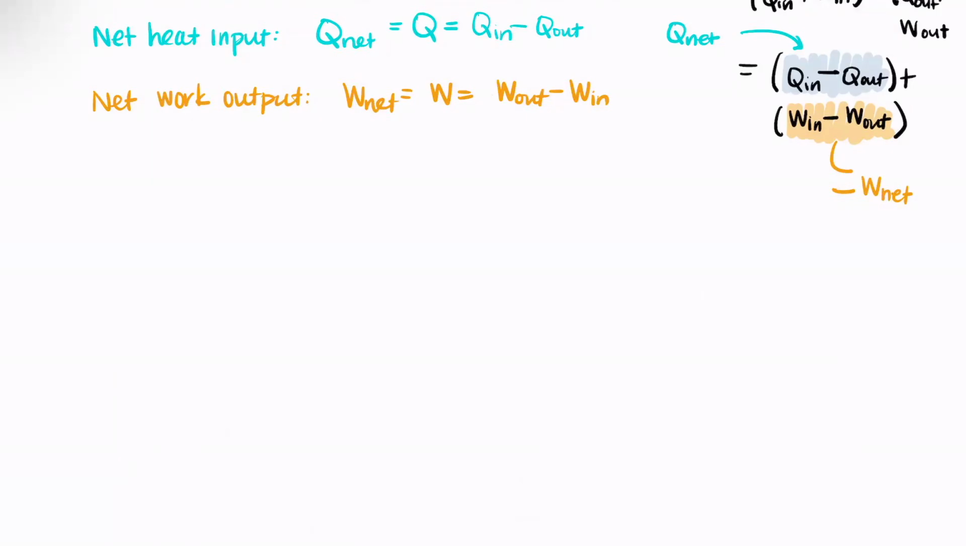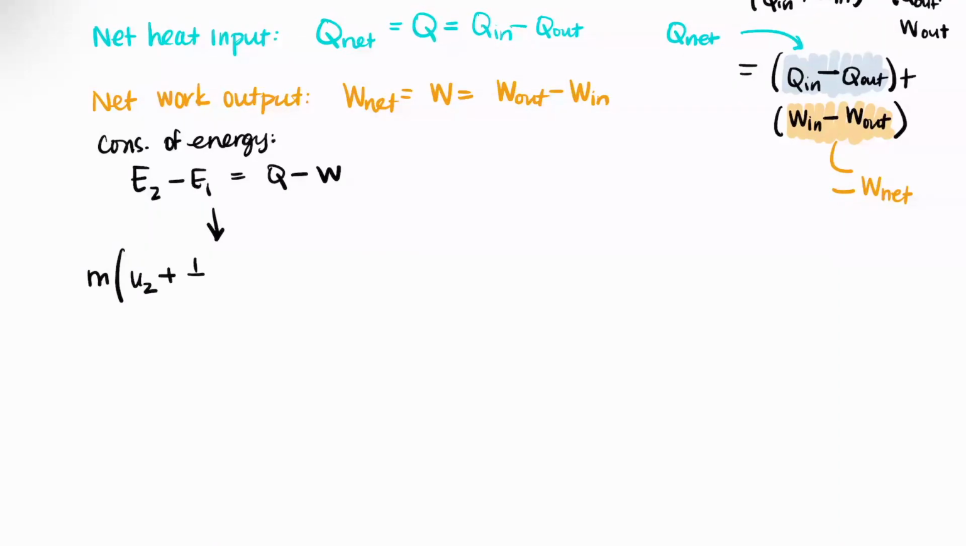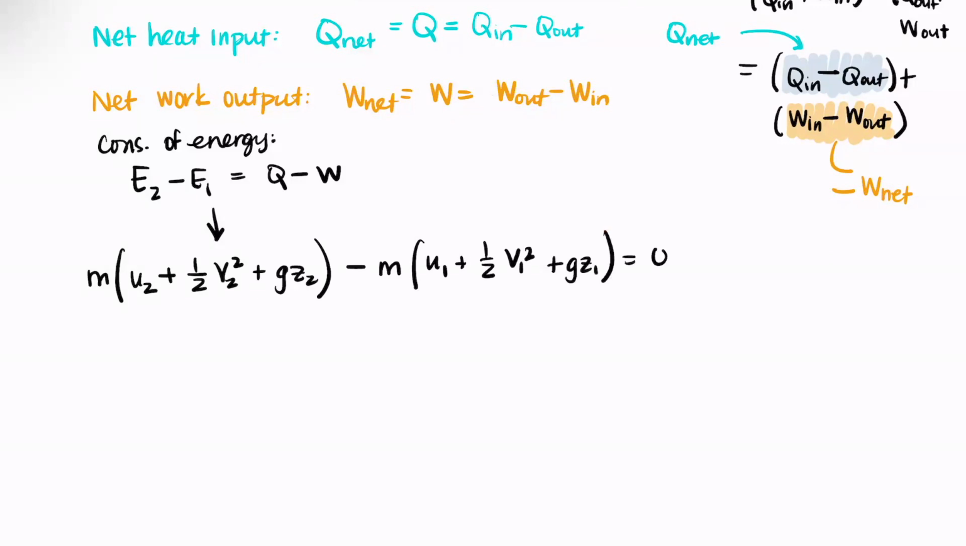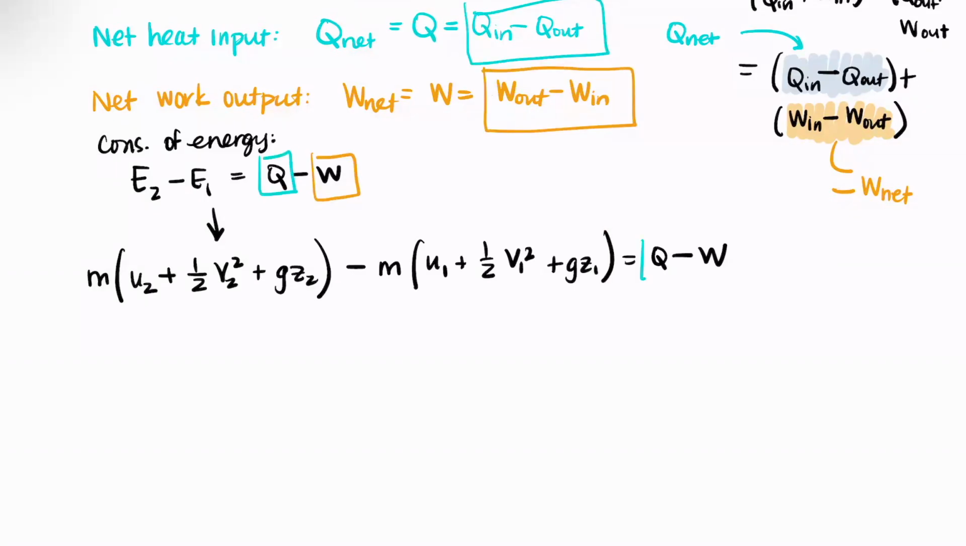So if we use this, then conservation of energy becomes E2 minus E1 is equal to Q minus W. Or if I expand this out, I have mass times my specific internal energy plus 1/2 V2 squared plus GZ2 minus our mass times our internal energy at 1 plus 1/2 V1 squared plus GZ1 is equal to Q minus W, where Q and W are these quantities here. Does that make sense?